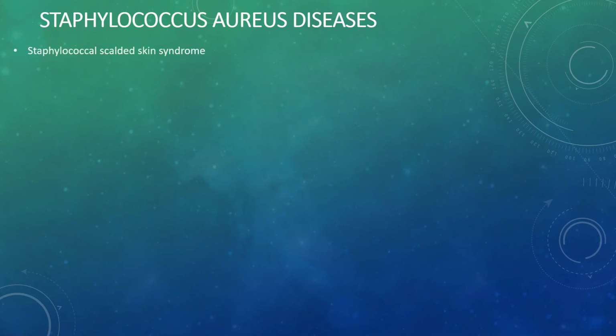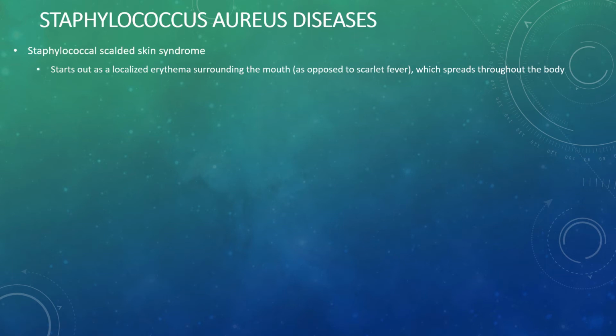So now let's talk about the diseases caused by Staphylococcus aureus. First one we'll talk about is one we just mentioned previously, called staphylococcal scalded skin syndrome. So what is staphylococcal scalded skin syndrome? We're going to call it quadruple S, so we don't have to keep saying it over and over again.